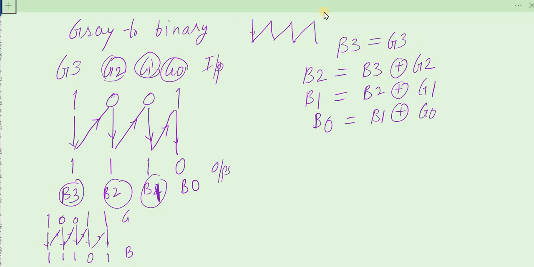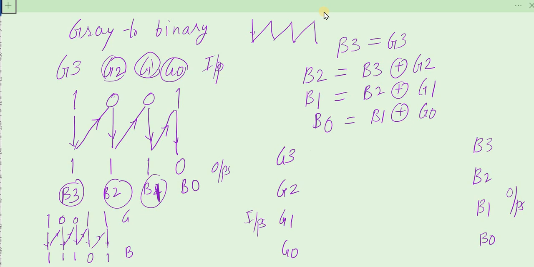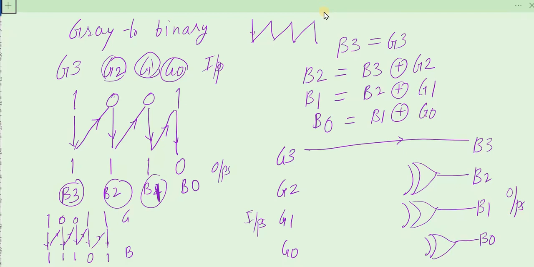Now gray codes are on the input side, G3, G2, G1 and G0. Binaries are on the output side, B3, B2, B1 and B0. These are outputs, these are inputs. G3 is going as it is to B3. B2 is generated by XOR gate. B1 is also generated by XOR gate. B0 is also generated by XOR gate. Now what are the inputs? For B2, the inputs are B3 and G2. So G2 is taken and B3 is taken as it is.